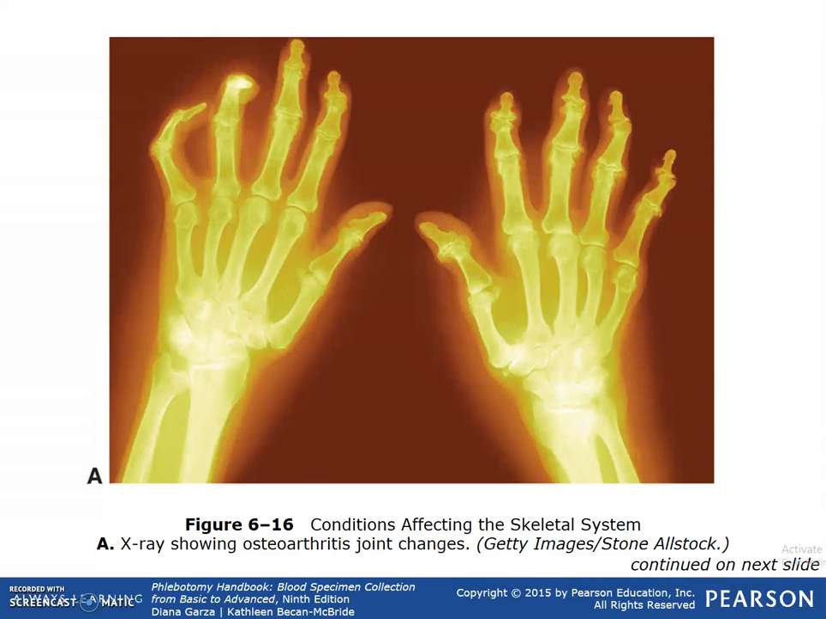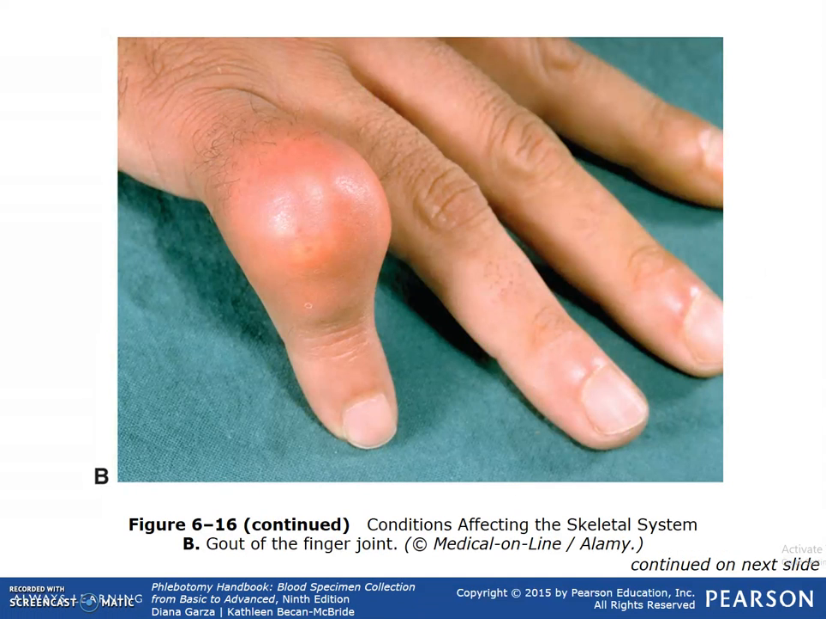This is an X-ray of osteoarthritis joint changes. As you can see, the joints start curving and turning inwards as opposed to being straight. This is gout of the finger joint. Gout is also commonly seen in the big toe, but the joints would swell up as shown in image 6/16 in your book.